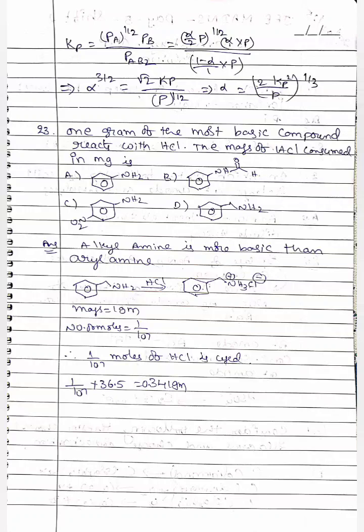Next one, 1 gram of most basic compound reacts with HCl. The mass of HCl consumed in milligrams they have asked. Here the alkyl amine when treated with HCl readily forms salt, the primary amine, with excess of HCl. So number of moles is nothing but 1 by 107, because it is 1 milligram of alkyl amine. So you can check the solution here. Anyhow, the final answer, the mass of HCl consumed is approximately 0.341 grams.